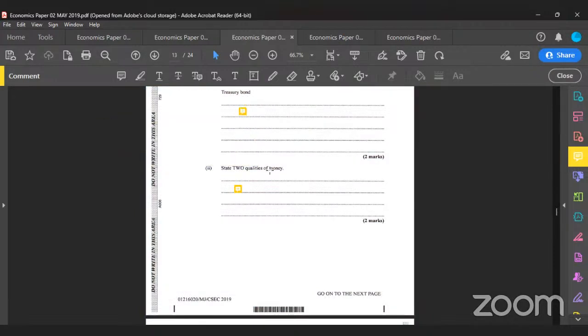They also asked us to state 2 qualities of money, right? And we know that there are so many qualities. We have scarcity, acceptability, portability, durability. You also have a few more qualities of money as well, but they only asked to state 2 of them.